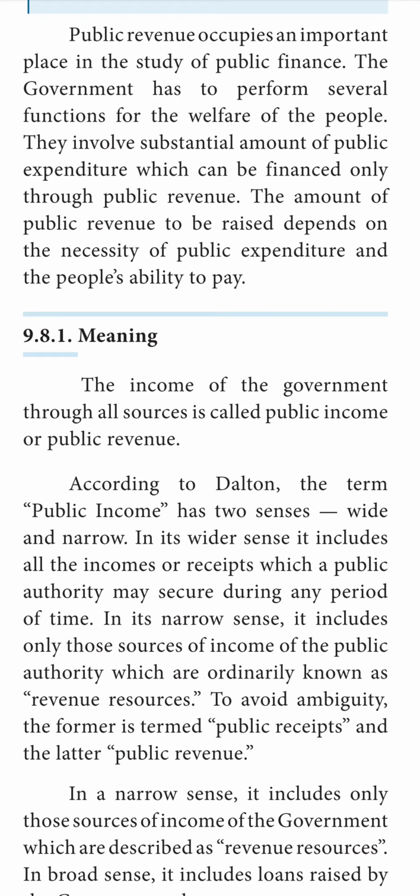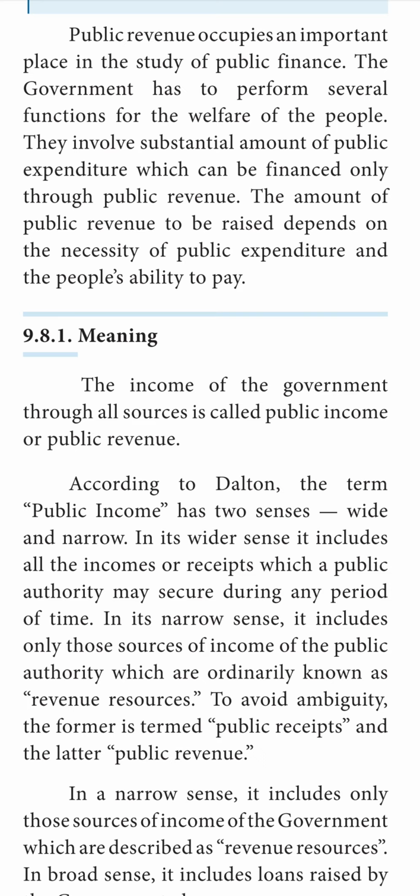But in the narrow sense, it includes only those sources of income of the public authority which are ordinarily known as revenue resources. What is the public authority's income? We may say the service sector, hospitals and educational institutions. What they receive from these alone we call revenue resources. In the wider sense they call it public receipts, and in the narrow sense they call it public revenue.